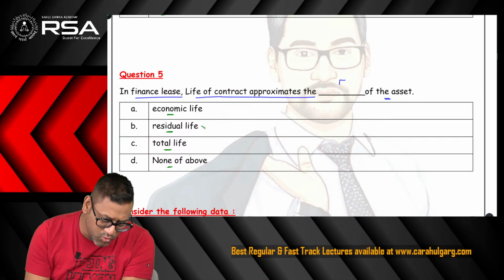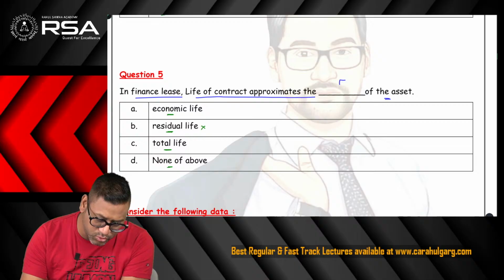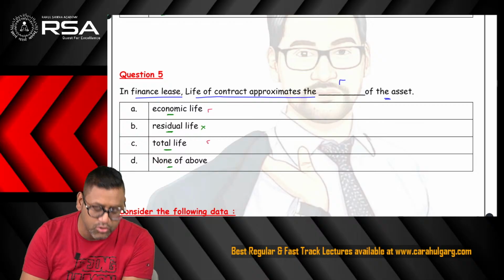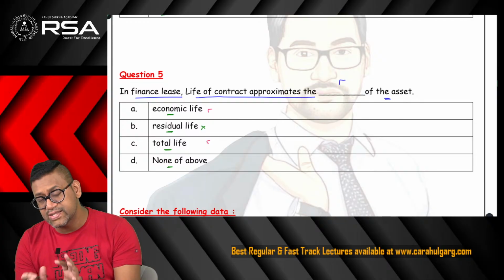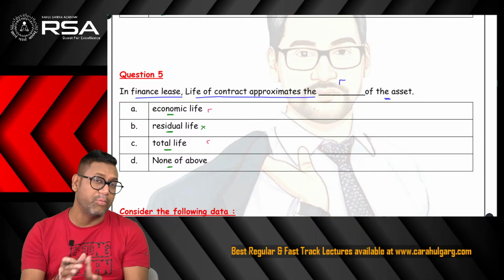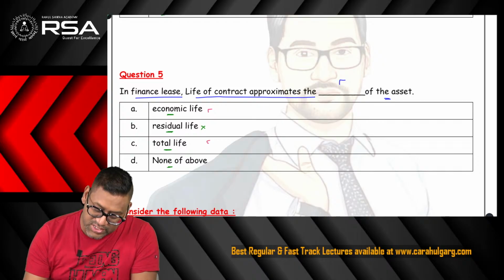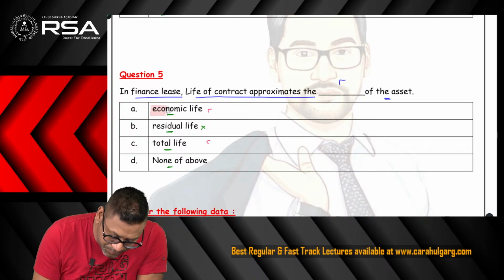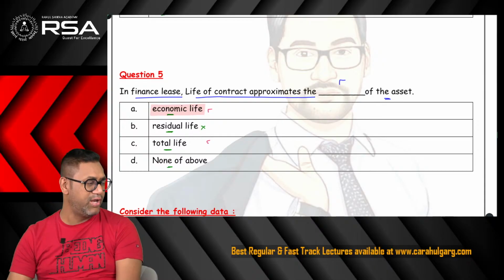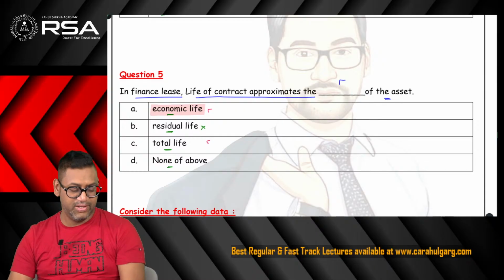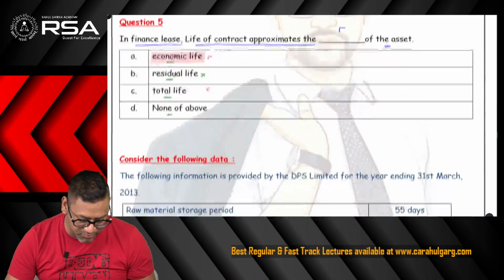So residual life obviously is not the answer. The students generally get confused between economic life and total life, because generally the life of the contract covers the total life. But the correct answer, child, over here is economic life. This is the right choice, baby. Yeah, so this is the answer to question number 5.